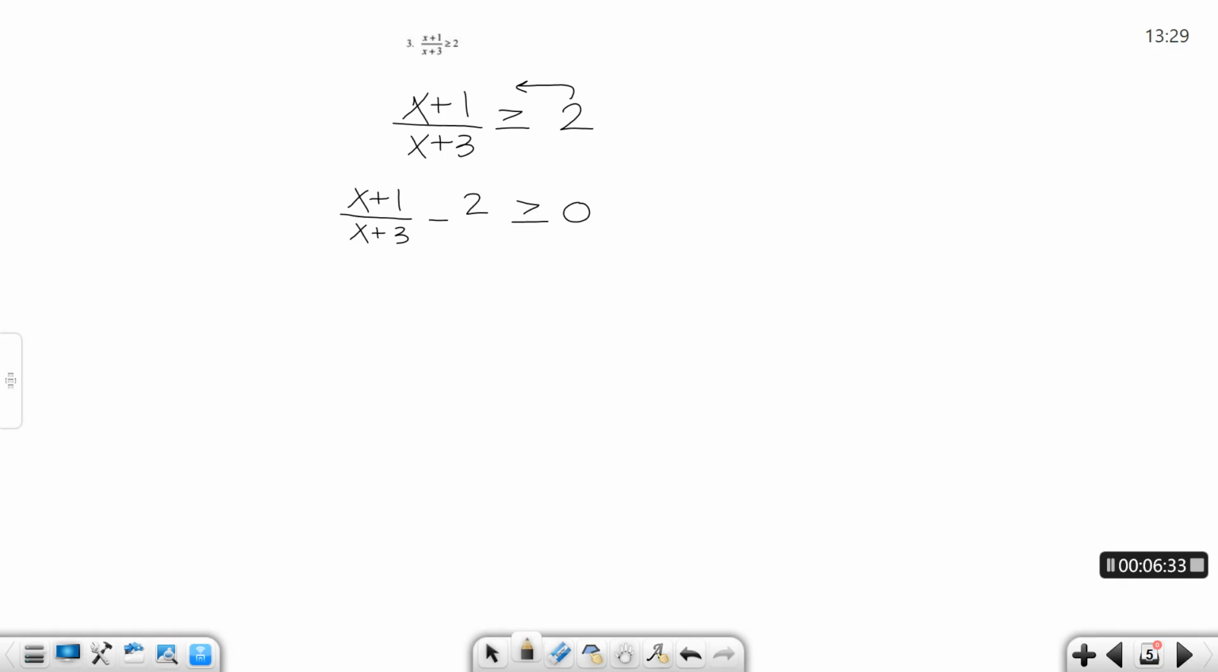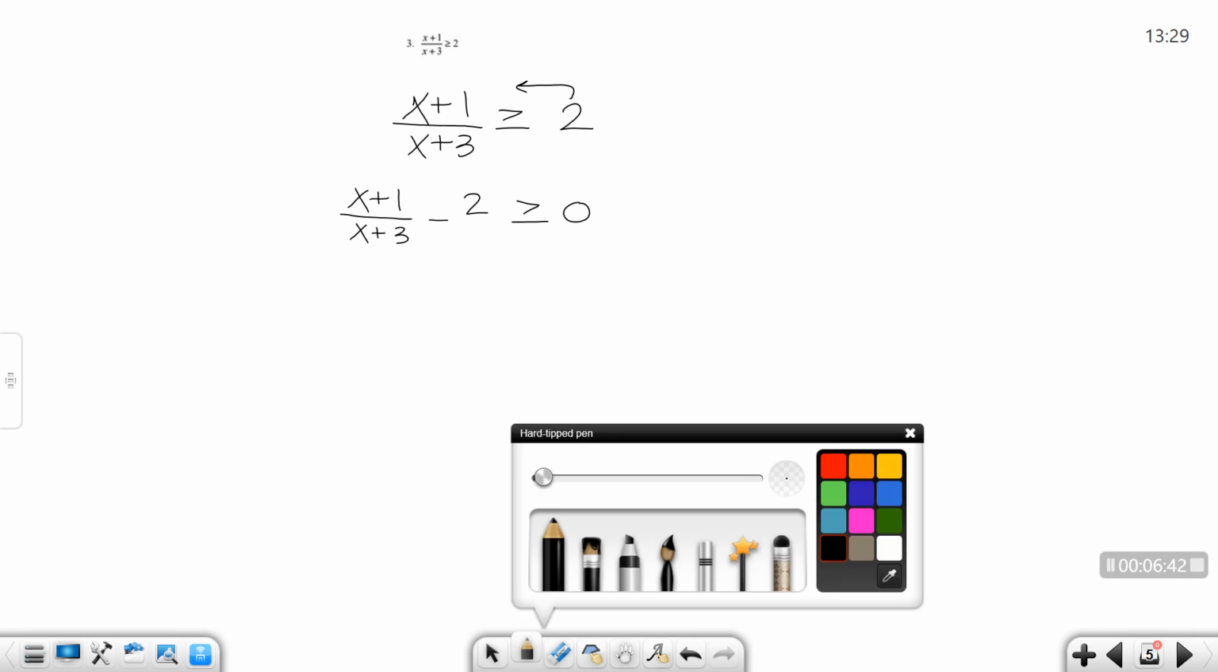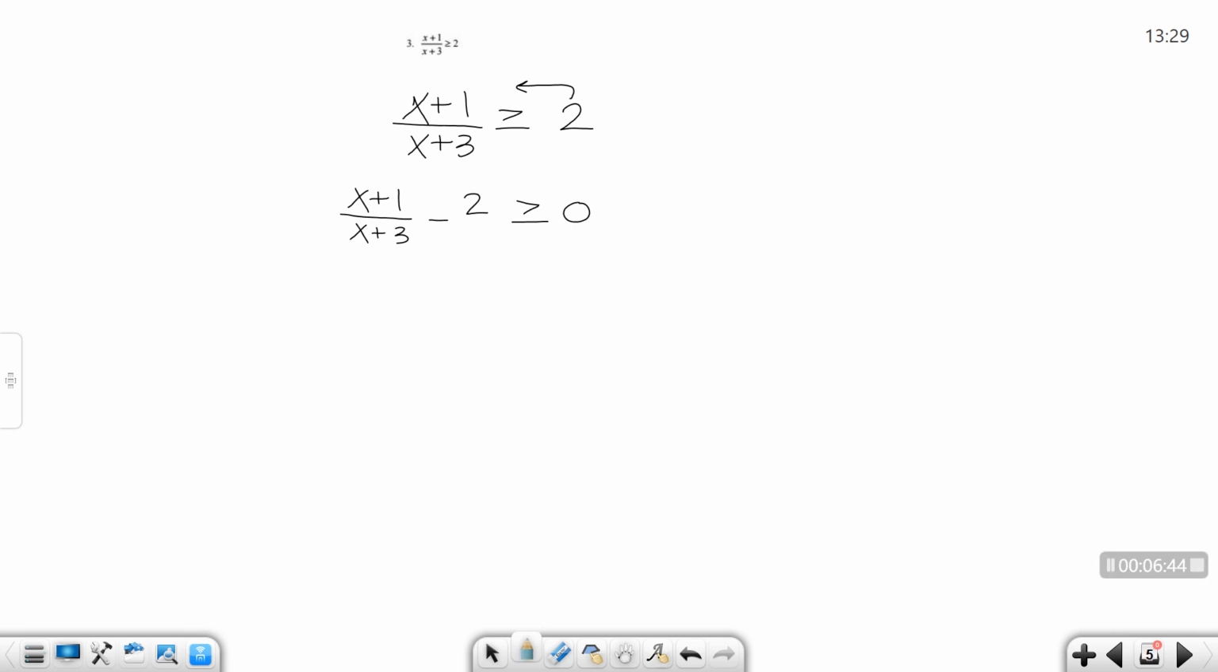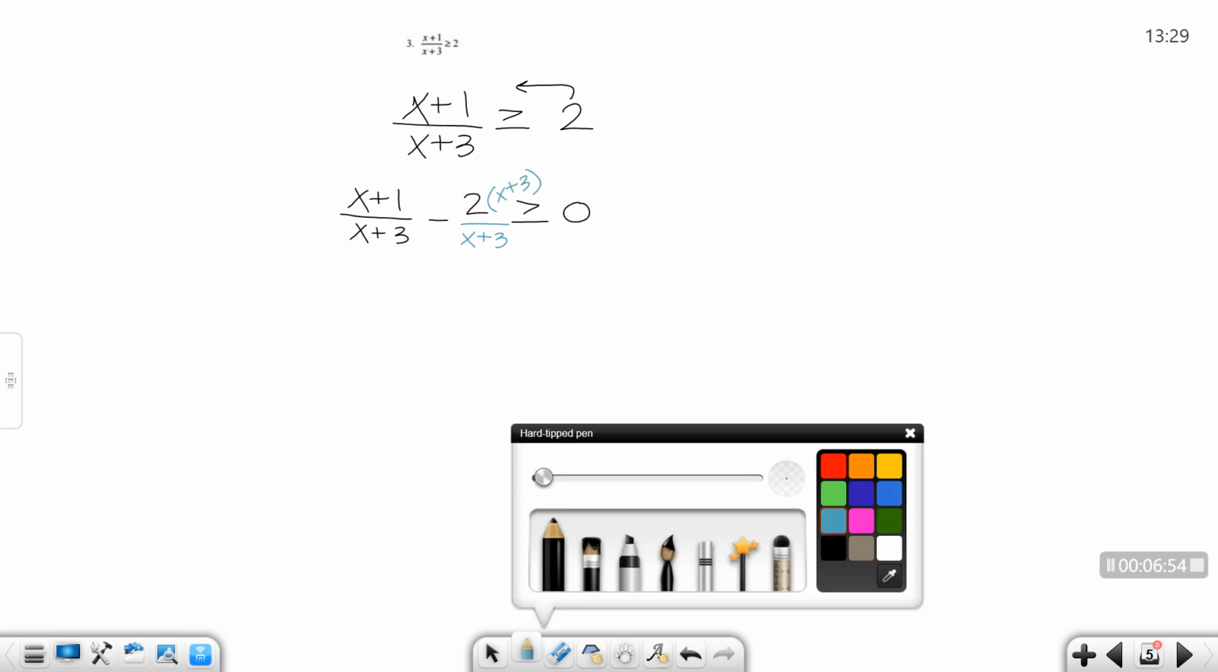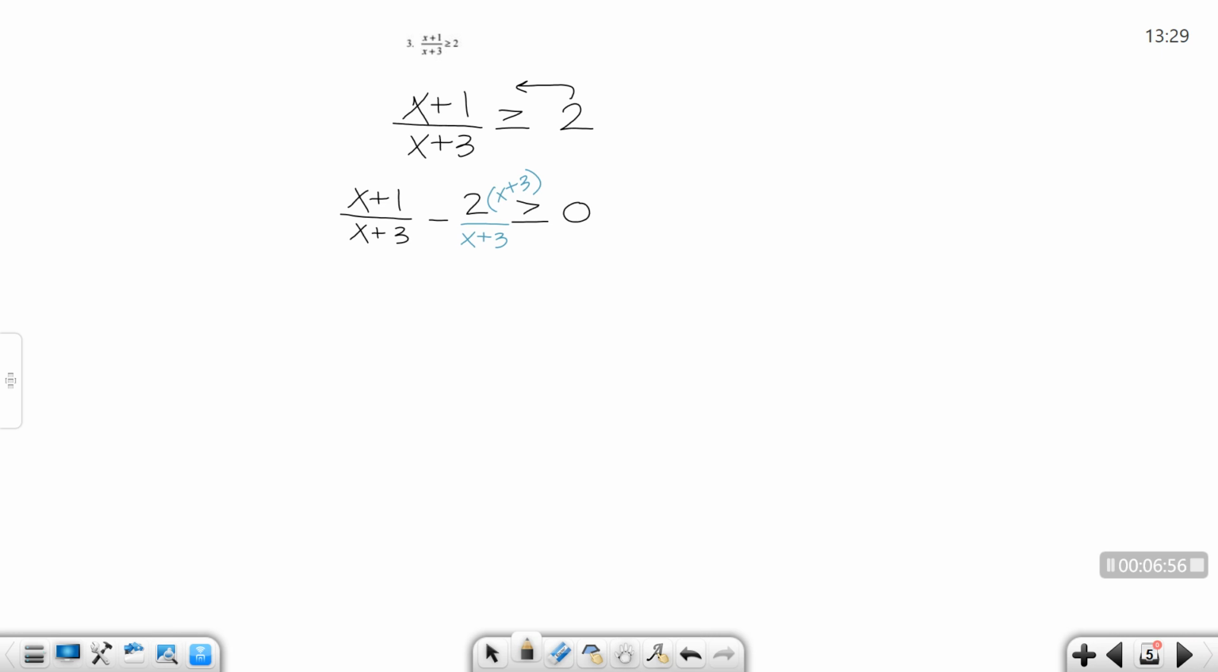Okay, when you move the 2 over, make sure that you do not combine right now. Do not say x plus 1 minus 2. You can't do that because there's not a common denominator. So when you put these two fractions together, you have to have a common denominator. That means you have to put an x plus 3 right here. If you put 1 in the bottom, you have to put 1 in the top. You can't just move the 2 over by itself.